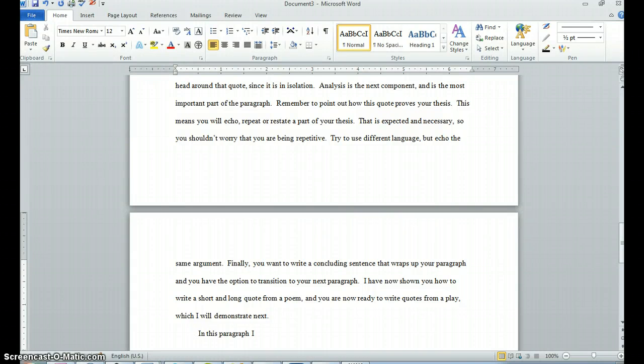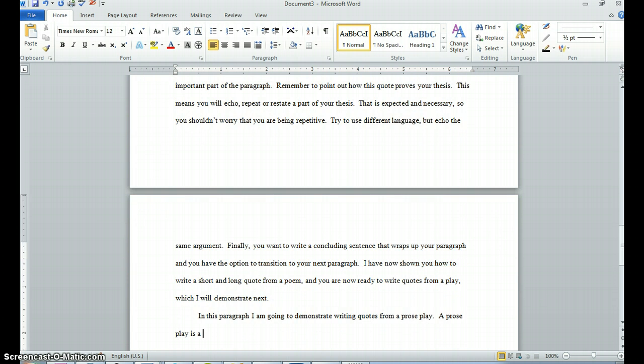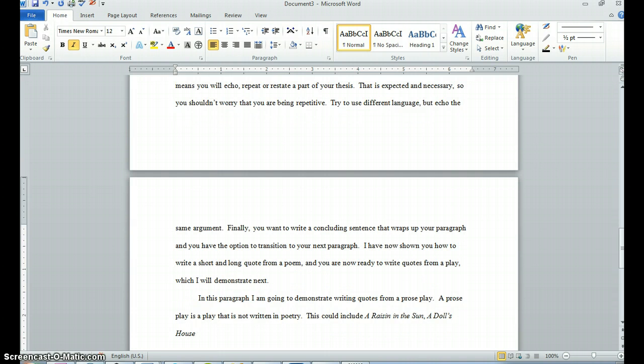In this paragraph, I am going to demonstrate writing quotes from a prose play. A prose play is a play that is not written in poetry. This could include A Raisin in the Sun, A Doll's House, or Death of a Salesman.